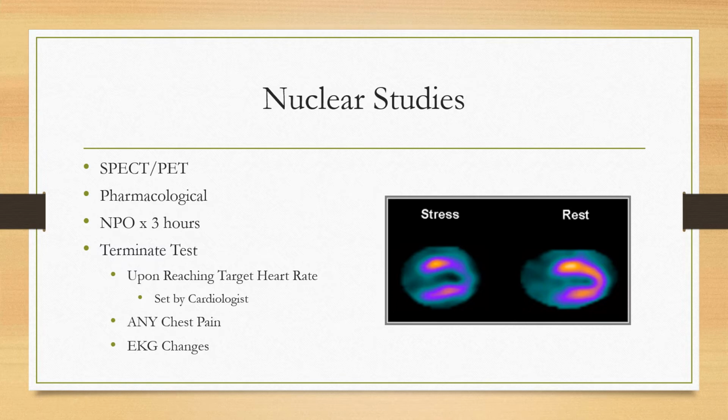Okay, so this is a pharmacological test where they inject dye and then they get your heart rate up. Okay, it's still considered a stress test. It's a nuclear stress test. Okay, and again, we'll stop it for the same reasons. If the maximum heart rate is reached, well, we're not going to go any faster with the stimulant. If there's any chest pain or if there's any ECG changes.